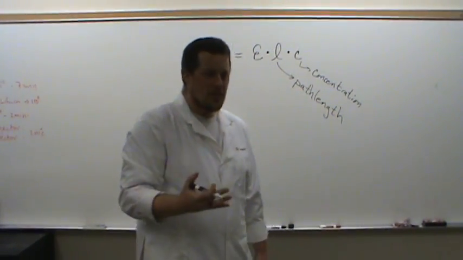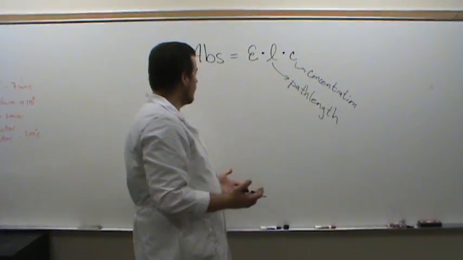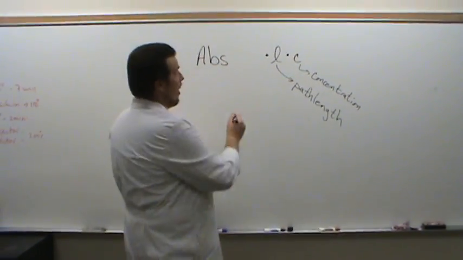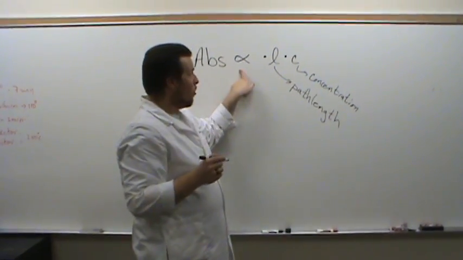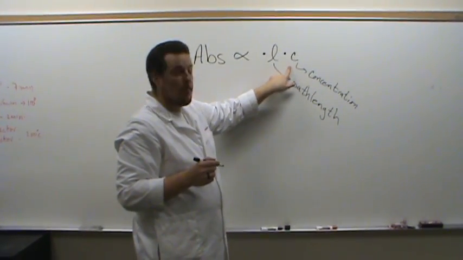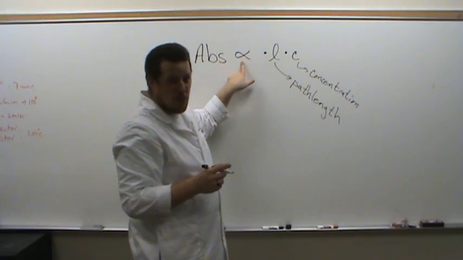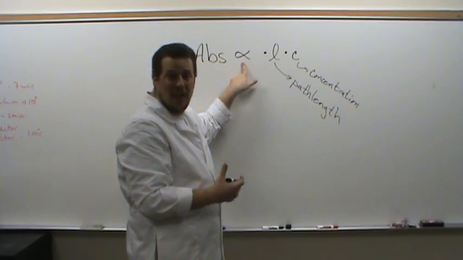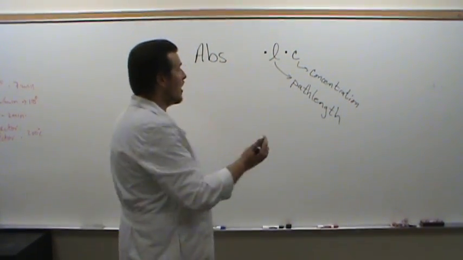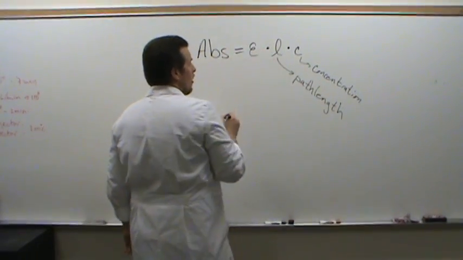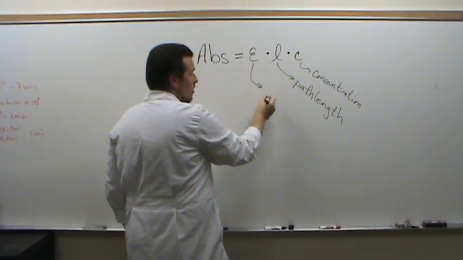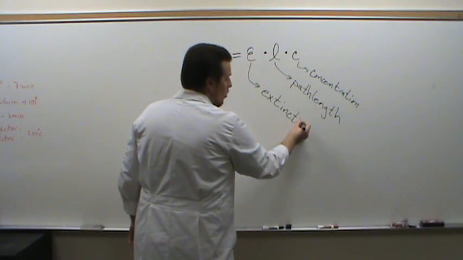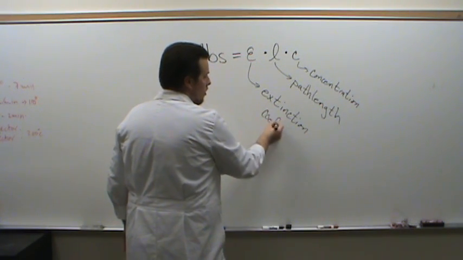Well, epsilon is just a constant, because if we really wanted to be picky about this, we would say that absorbance is proportional to path length times concentration. But proportions are nice concepts, but they're difficult to work with, so how do we get rid of a proportionality? By adding a constant. In this case, our constant epsilon is called by a number of names. The one I probably use the most is extinction coefficient.